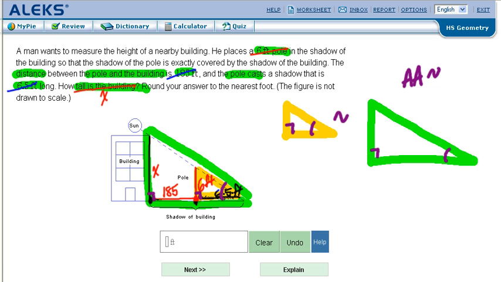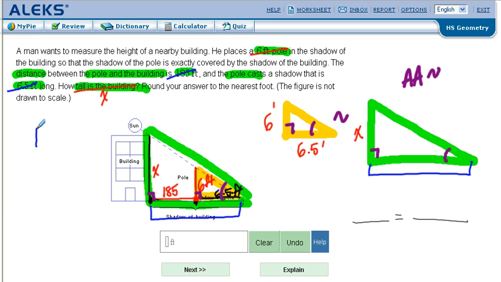If they're similar, that means we can make a proportion. Let's pull our numbers over here. This is our x, the height of the building. The pole's height is 6 feet. The pole's shadow is 6.5 feet. And the trick we need to figure out is what is the length of the building's shadow. Of course, that's going to be 185 plus 6.5. Where did I get 6.5? That's the length of the pole's shadow. So here we have a 0.5. That's 11, carry the 1, and it's 191.5.